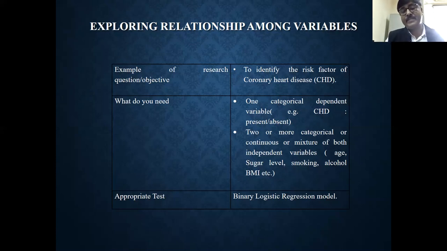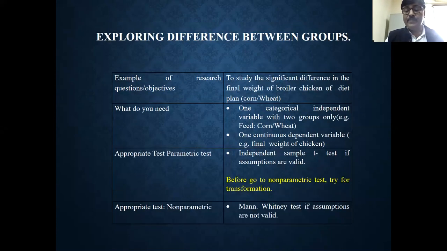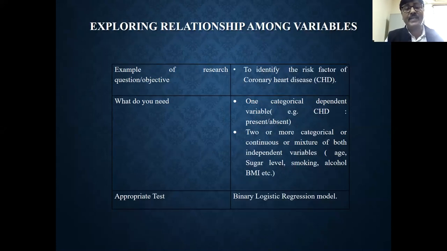Your dependent variable measure is changing, because your dependent variable is a categorical type. So here we cannot use multiple linear regression. You use the binary logistic regression model here. Now see what we have seen: all these tests are for exploring the relationship among the variables.